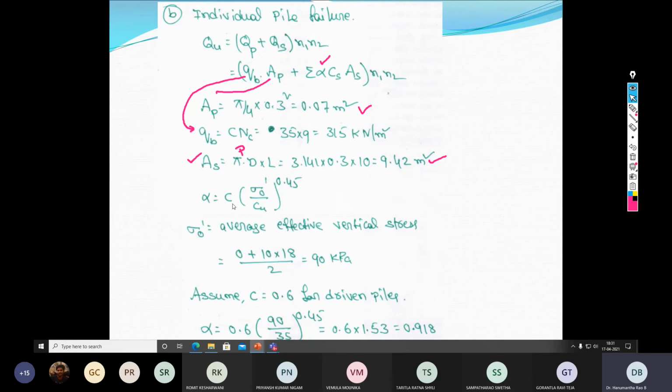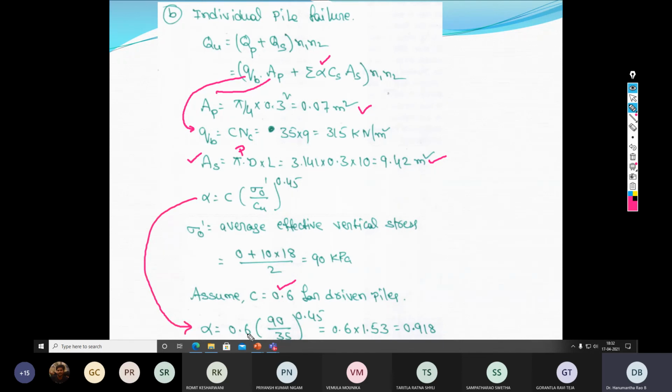The C is again an empirical constant. You can assume any value. The value is different for driven piles and for bored piles. Here I have assumed the piles are driven piles, therefore C is nothing but 0.6. And substitute in the Sladen equation.